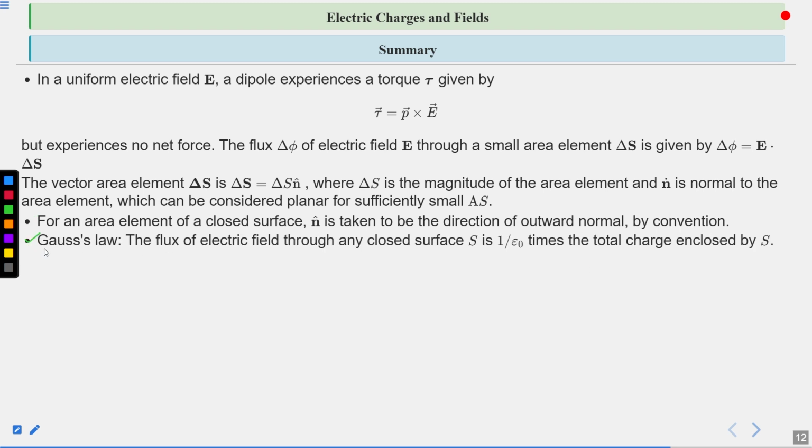Gauss's law. Gauss's law is very important. The flux of the electric field through any closed surface S is 1 upon epsilon naught times the total charge enclosed by the closed surface. So phi is equal to Q enclosed divided by epsilon naught. So this is Gauss's law: total charge enclosed by the closed surface divided by epsilon naught.